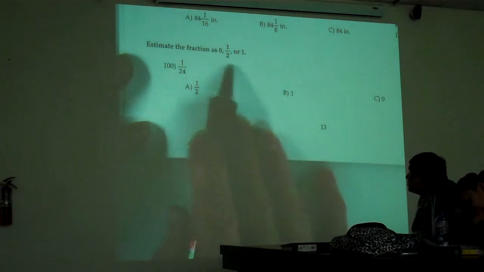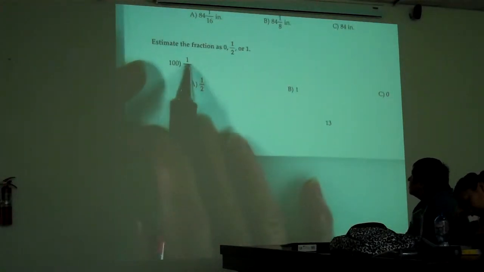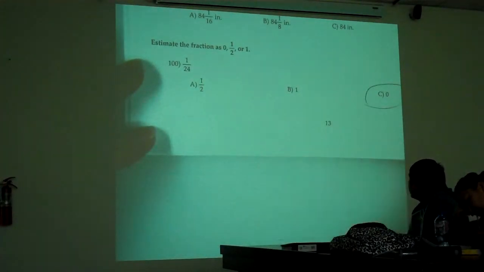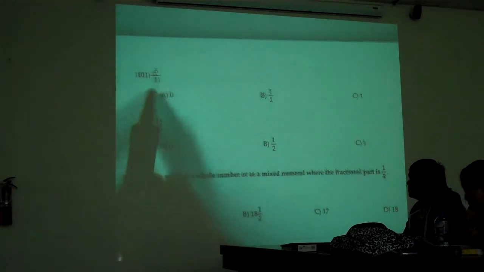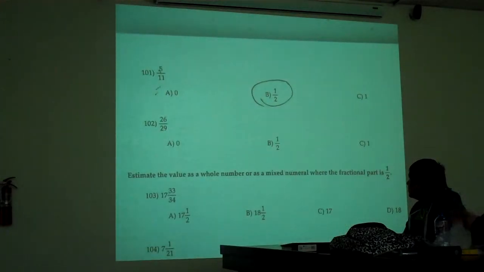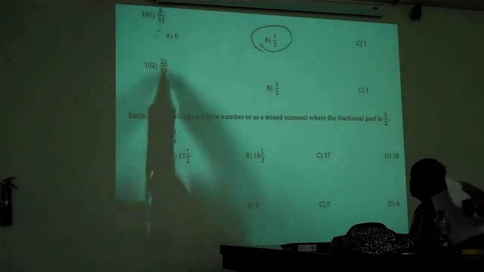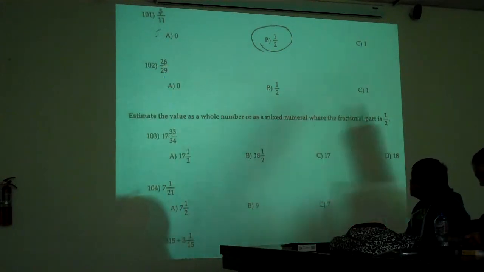Estimate as 0, 1/2, or 1. If it's tiny, make it 0. 100, you would go to 0. This is almost half of 11, so go to a half. This is almost all of 29, so go to 1.